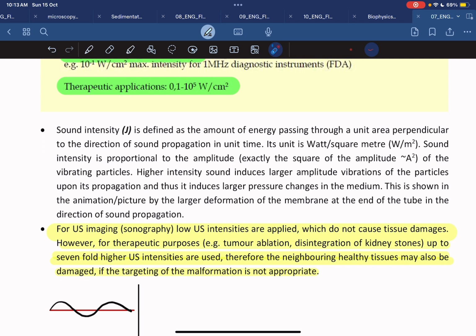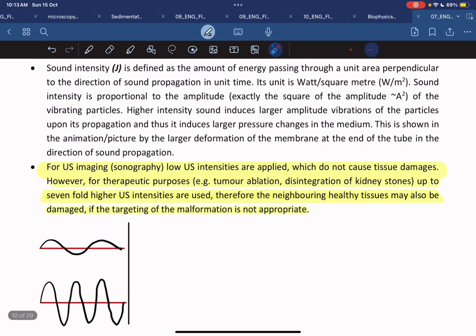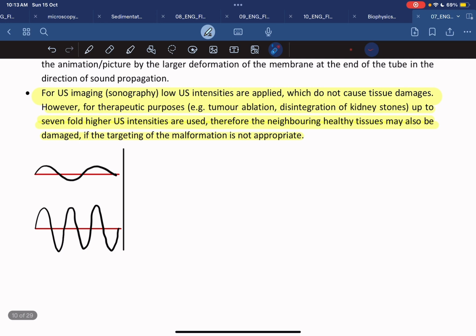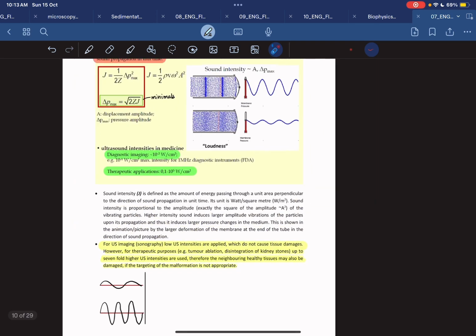Okay, so we should know the ultrasound imaging sonography uses low ultrasound intensities so that we don't cause tissue damage. However, for therapeutic purposes, like tumor ablation and disintegration of kidney stones, we use 7-fold higher intensities. Of course, if you want to destroy some kidney stones, you need high intensity sounds to shatter them.